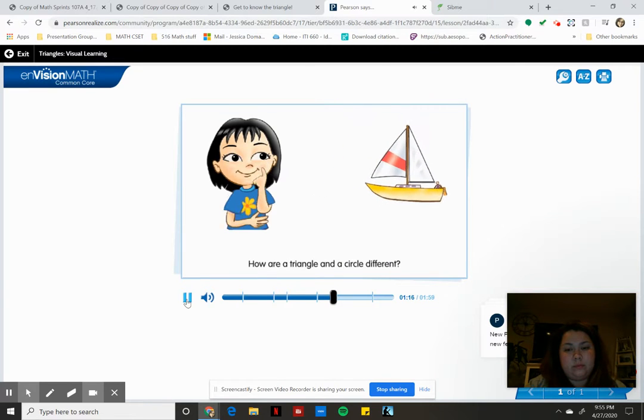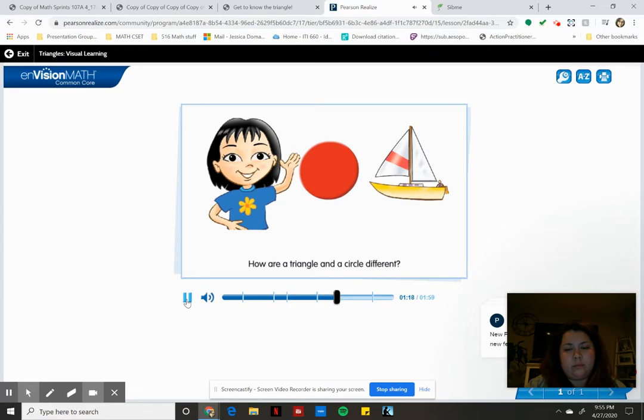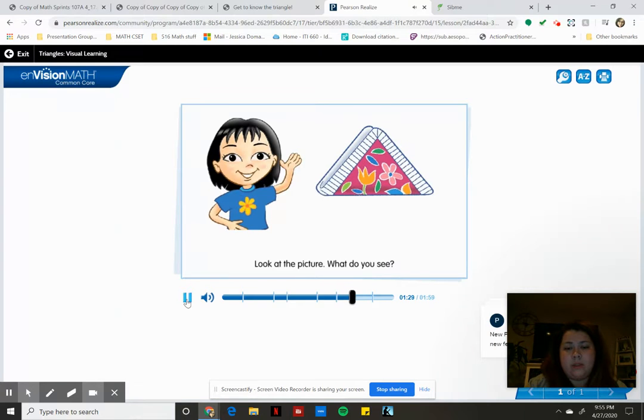How are a triangle and a circle different? Does a circle have any corners, scholars? A triangle has 3 straight sides, and a circle is round. Look at the picture. What do you see? So we know that a circle is round and has no corners, and a triangle has 3 corners.